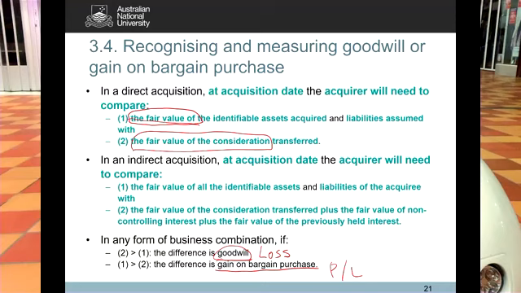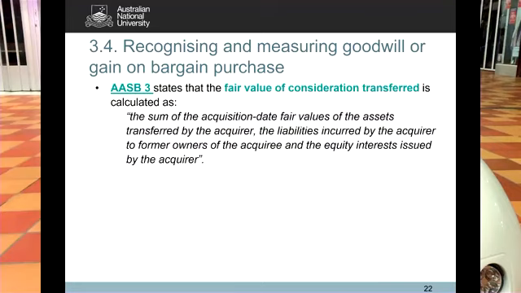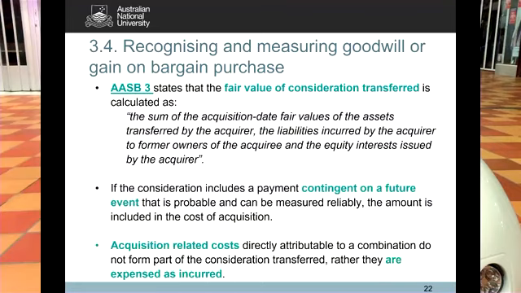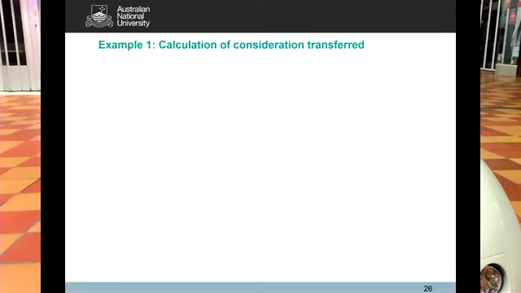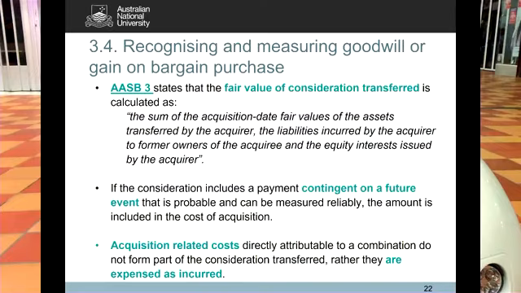However, remember, yes, this one does go to profit in the current period, but when we recognize the gain on bargain purchase, we recognize the profit. Remember, in accounting we want to be conservative. If we recognize the gain on bargain purchase, then we need to be conservative. Okay. I don't have that slide here.